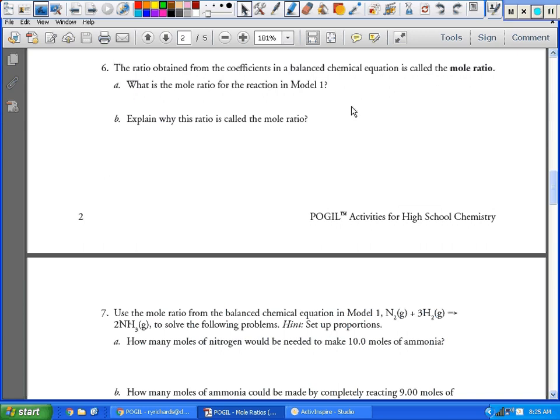Now, I need to say this just in case we're all on different pages. Will every reaction ever on the face of the planet always be 1-3-2? Thank you. I'm so glad you understand that. In fact, it's more rare for it to be 1-3-2, but it's whatever the coefficients are. All right, part B, explain why this is called the mole ratio.